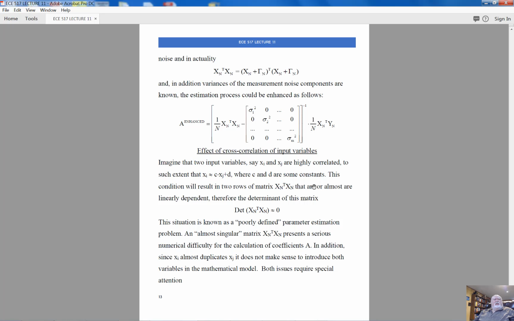Do we really have to include both xi and xj if xi and xj are linearly dependent? It's a special discussion that we would be investing time in later. And especially this issue is important for the introduction to process control course, where we extensively use mathematical models.